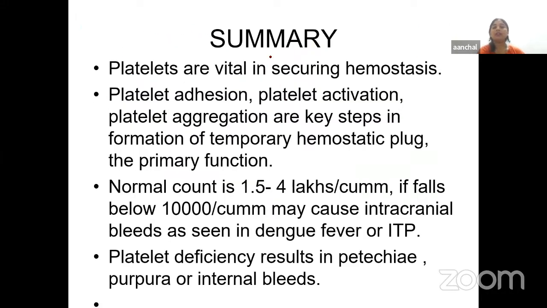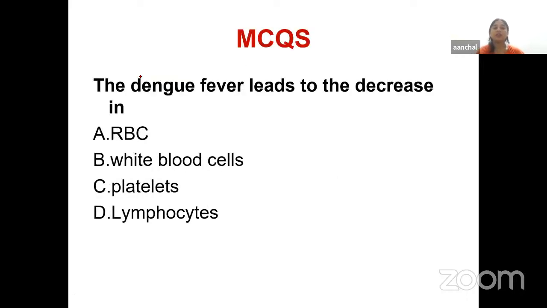So in summary, platelets are vital for securing hemostasis. Platelet adhesion, activation, and aggregation are key steps in the formation of the temporary hemostatic plug, the primary function. The normal count ranges between 1.5 to 4 lakhs, and platelet deficiency results in petechiae and purpura. Then the MCQ: dengue fever leads to a decrease in which of the following? RBC, WBC, platelets, or lymphocytes. I know all the students know the answer. Yes, the answer is platelets.